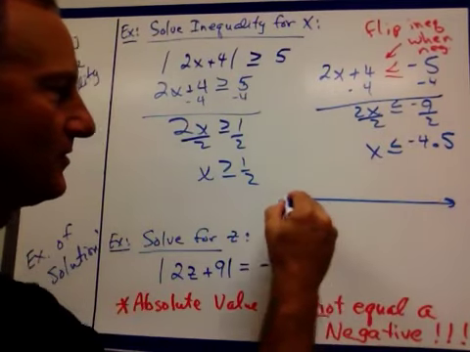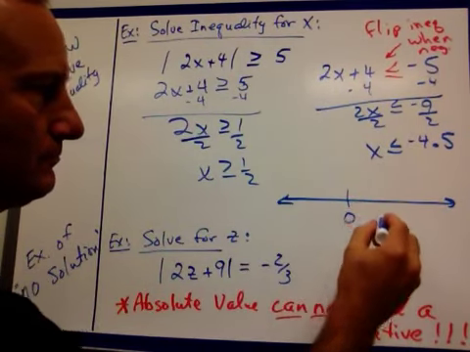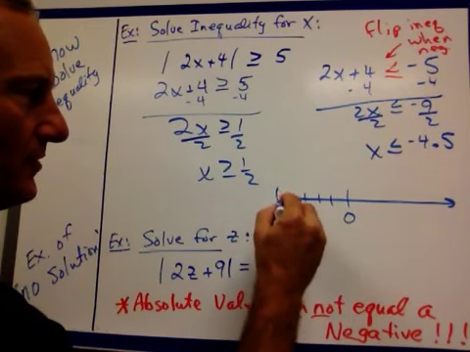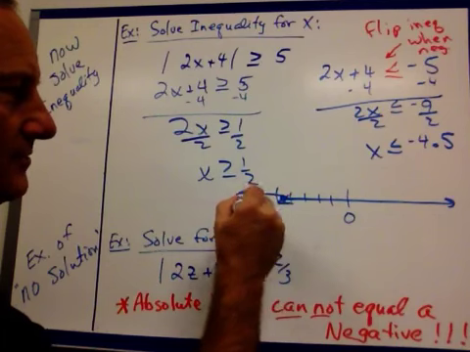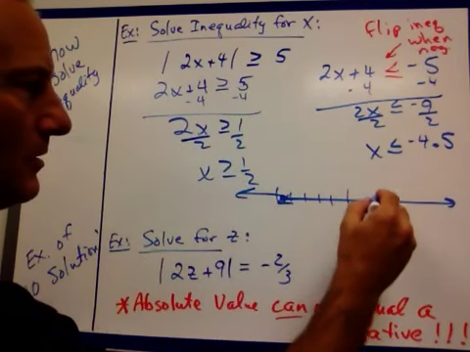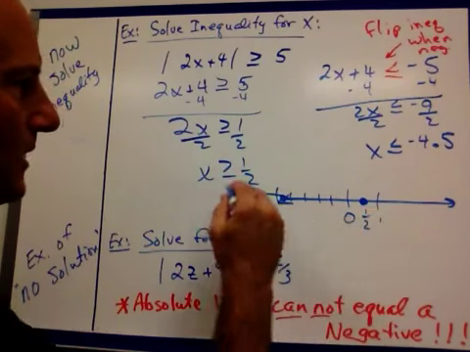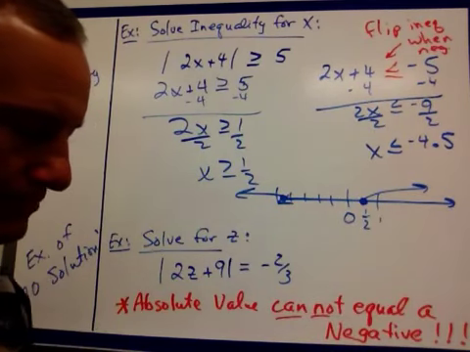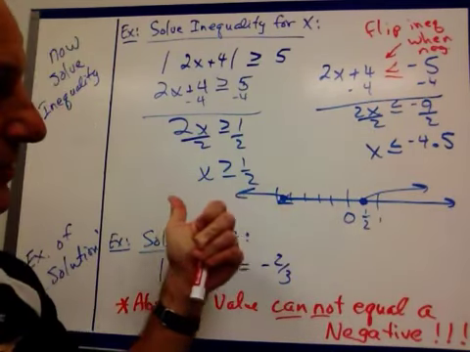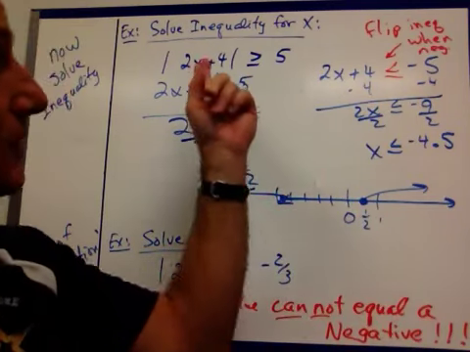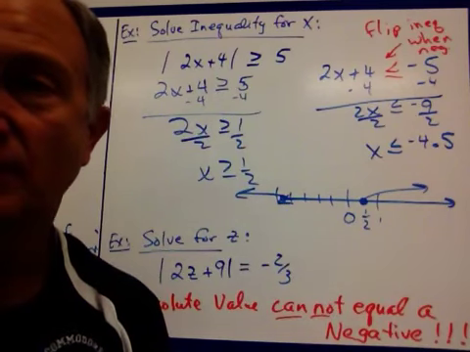Remember, graphing these things. Negative 4.5 is there, you're going to get a dot, and x is less than. 1/2 is right here, you're going to get a dot, and it's greater than, so boom. So any number to the left of negative 4.5 or to the right of 1/2, you can plug them into here, and you're going to get a true statement.